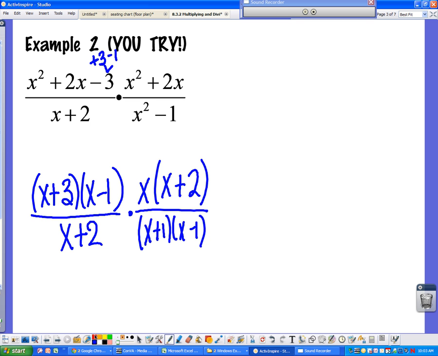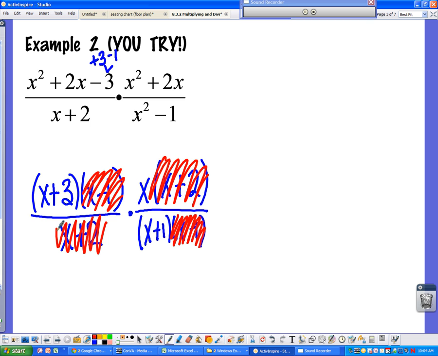Once all four items are factored, everything on the top and everything on the bottom that can be factored, we take a look again and mark off things that are the same. We have an x plus 3 on top, but I don't have any x plus 3 on the bottom to cancel. I have an x minus 1, so I can mark this x minus 1 and this one off. I have a plain x, but no plain x on the bottom. And the only other thing is an x plus 2, which can be marked off with this x plus 2.